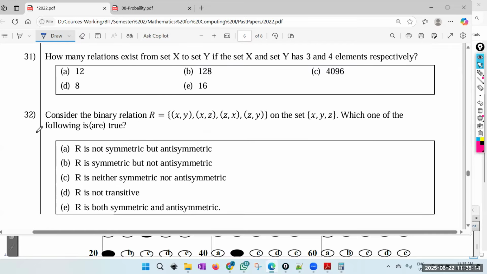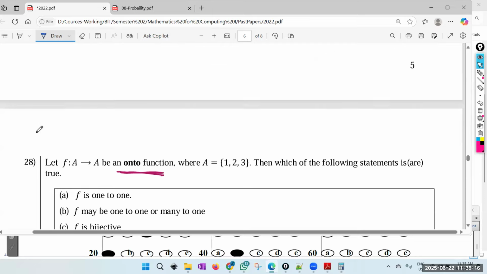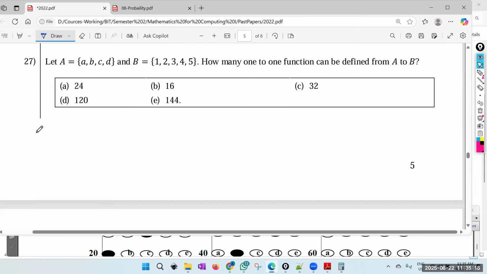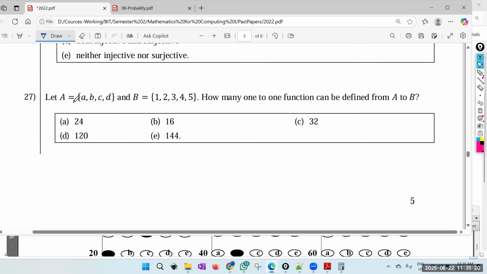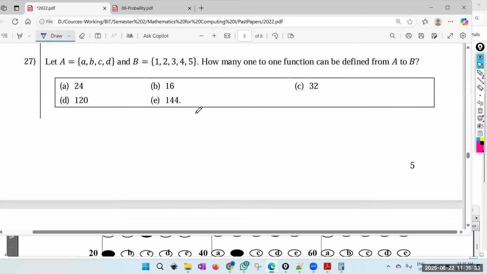Because my 27. 27. Let A be this to this. How many one-to-one functions can be defined from A to B? Right. So that is also a tough one. So the examiner is very interested in combinations and that kind of thing, right? How many one-to-one functions?